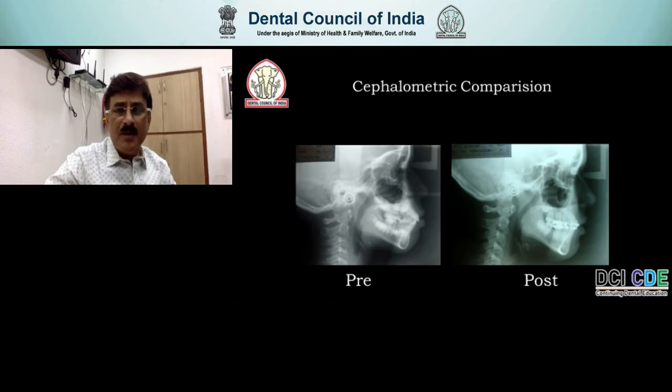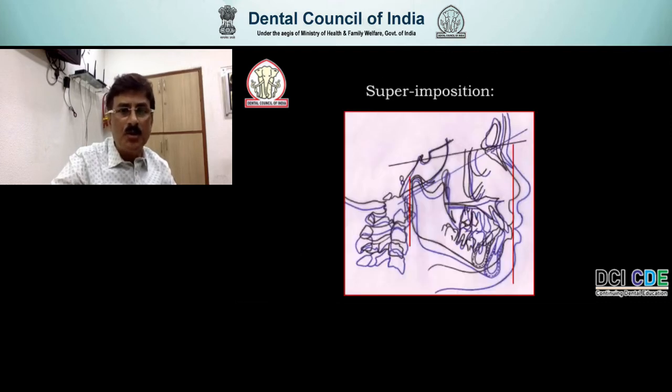In fact, the parameters which we take, like the SNA and FMA angle, were also reduced in this case. That's the superimposition, good ramal growth, and restraining the anterior facial height, and then putting the dentures in the proper place. That is taking the upper denture up and back and the lowers back.